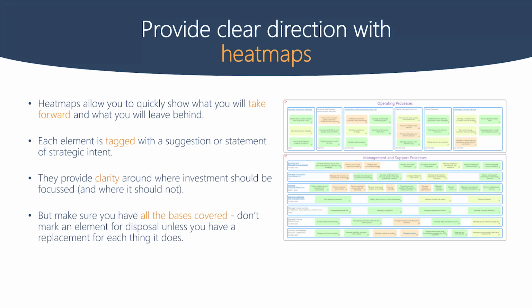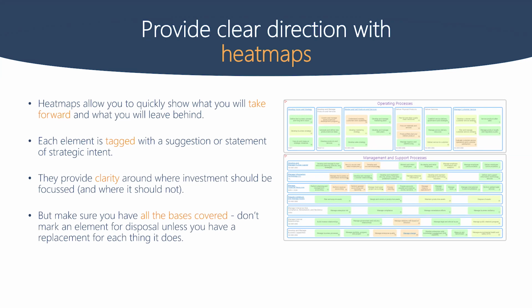So we can start tagging different elements, and what you can see here is a capability map in Abacus. And there are different processes and capabilities that have been tagged with specific recommendations or some kind of strategic intent. So these values could be coming from other parts of the model, or they could be managed directly on each of these processes and capabilities.